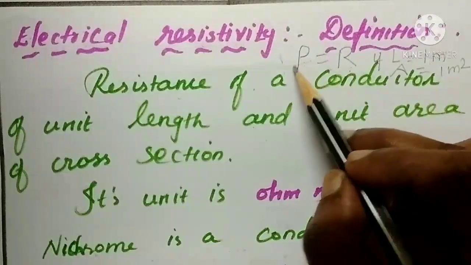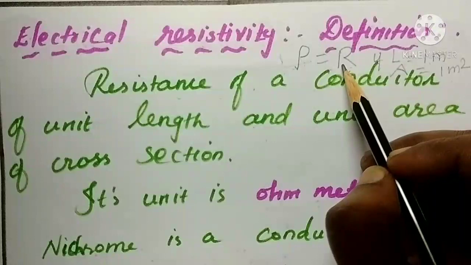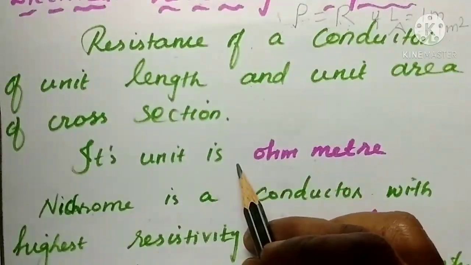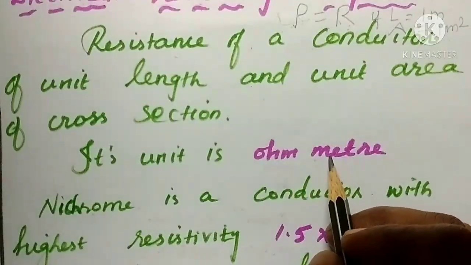Okay, electrical resistivity is equal to the resistance. And the unit of this electrical resistivity is ohm meter. Okay, the unit of electrical resistivity is ohm meter.